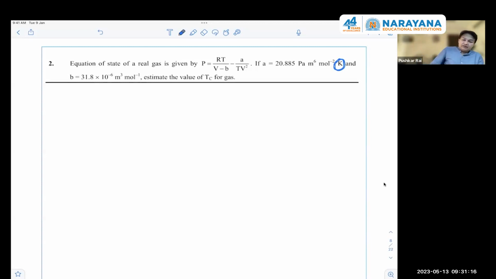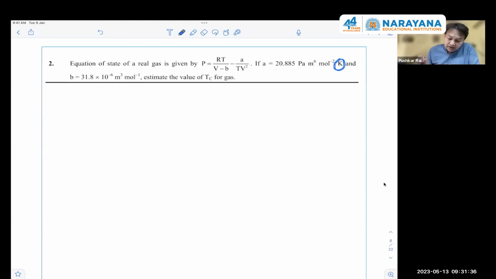Now, when I'm talking about it, it seems to be very hi-fi, but it is not hi-fi at all. A is temperature dependent. What will you do? How to go about solving this problem? The equation of state of a real gas is given by this. Estimate the value of TC. Equate three volumes. All volumes are equal, three roots of this equation equal.